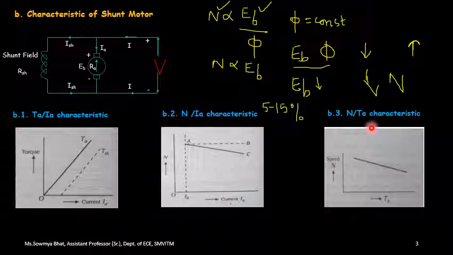So in this particular presentation, I have tried to cover the characteristics, that is electrical characteristic, mechanical characteristic as well as speed versus Ia characteristic for both shunt as well as series motor. Along with that, we have seen the distinct applications of the classification of different types of DC motors. So hope all of you understood the concept of characteristics as well as application of DC motor.